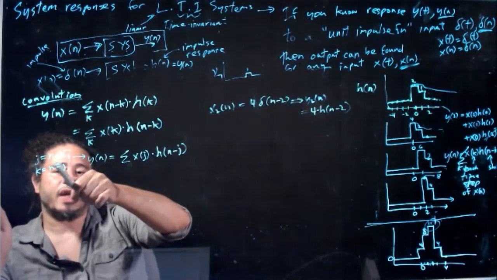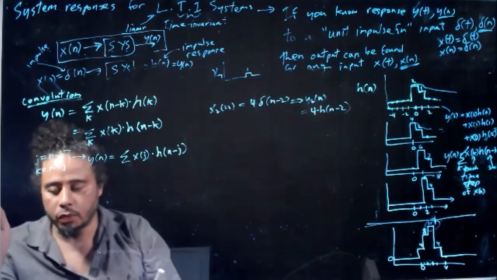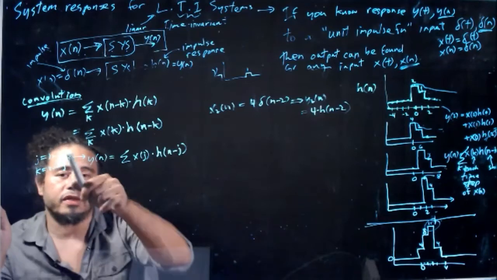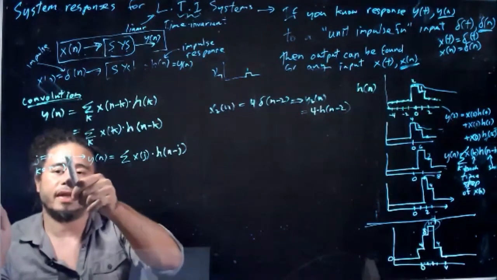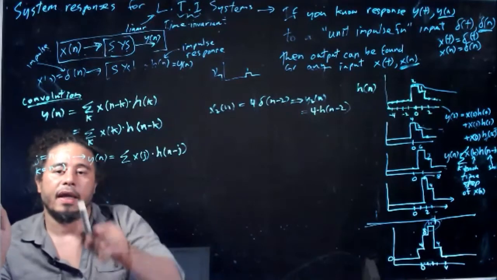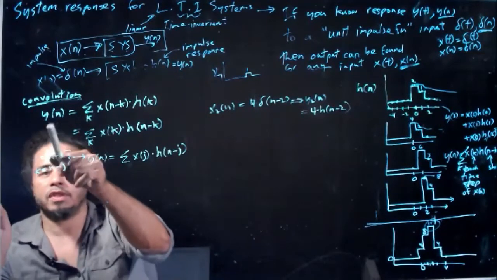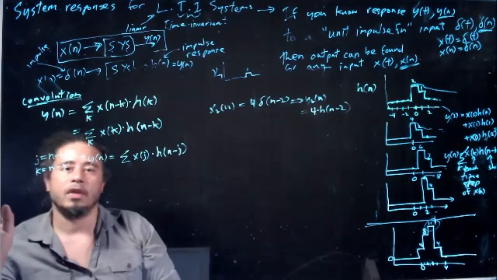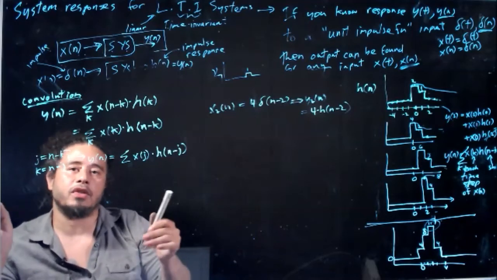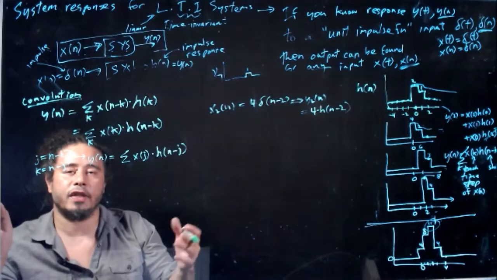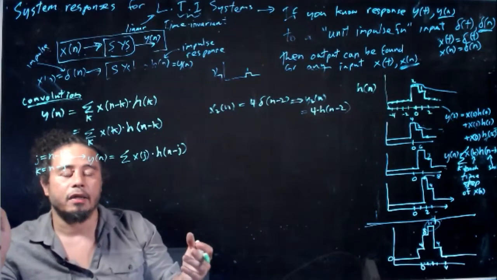Since j is equal to n minus k, when k is equal to negative infinity, which is the beginning part of the summation, j will equal positive infinity. Similarly, when k is equal to positive infinity, j will equal negative infinity, as long as n is finite, which it is. We're always looking for finite values of the function y of n. So the summation over all values of k between negative infinity and positive infinity corresponds to the summation over all values of j between positive infinity and negative infinity.